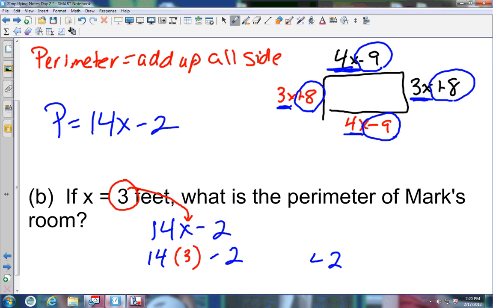Well, let's see. What is that? 14 times 3 is 42, minus 2. The perimeter is 40 feet, because 14 times 3 is 42, minus 2 is 40.